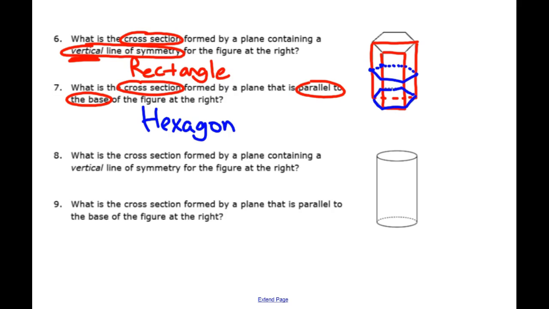Triangle, okay? So think about it. It's pointing at the top, and at the bottom it's wider. If you cut it vertically, you're going to get a triangle.